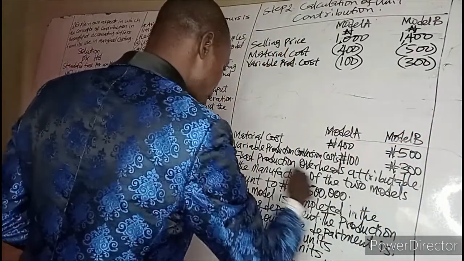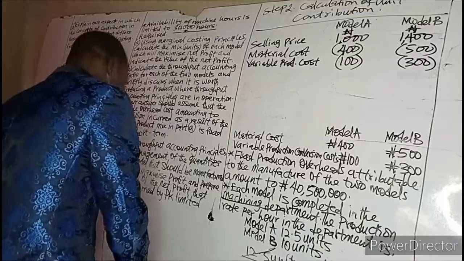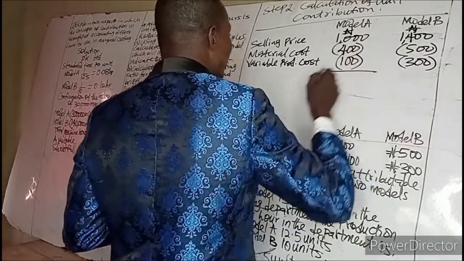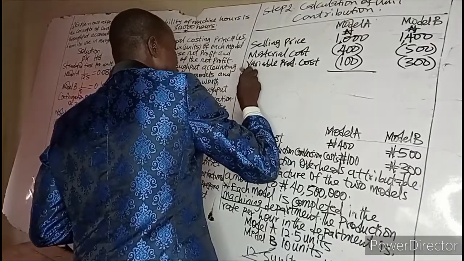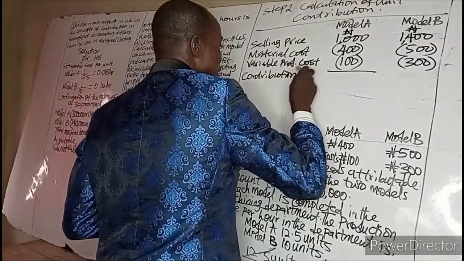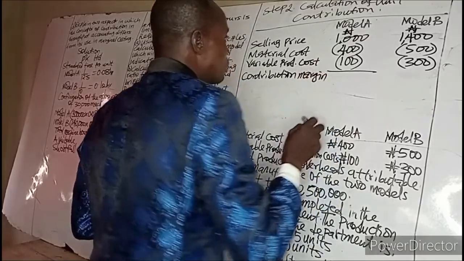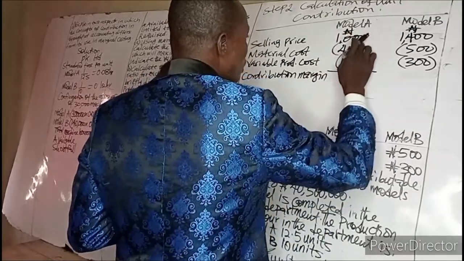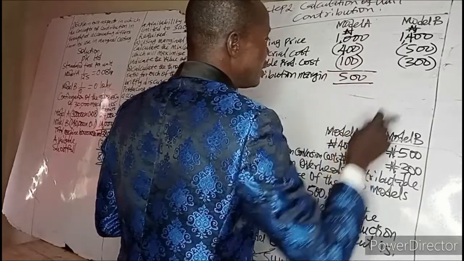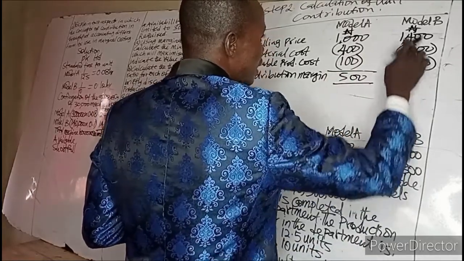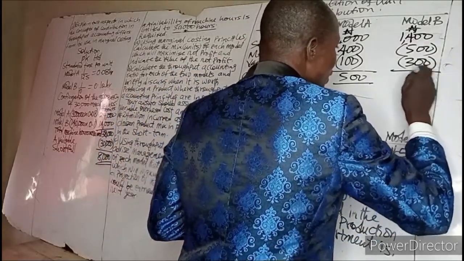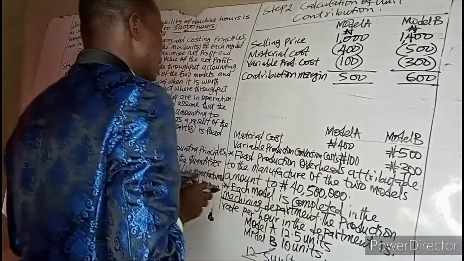The next one is fixed cost. Now, if you deduct this, you have contribution margin. Our contribution margin, 1,000 minus 500. This will be 500. This plus this is 800. If you subtract it from 1,400, you'll be left with 600. That is the contribution margin.